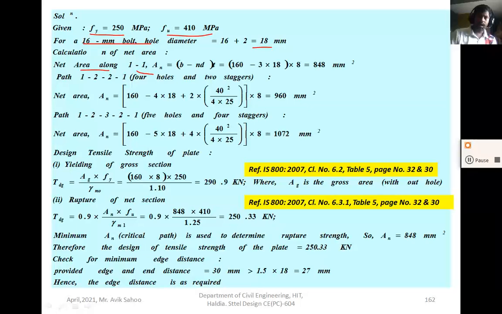Failure path along 1. So along 1 how many bolts are used? 3 bolts are used. So the 3 times diameter of the hole you multiply and subtract it from width, we get 848 square millimeter area.